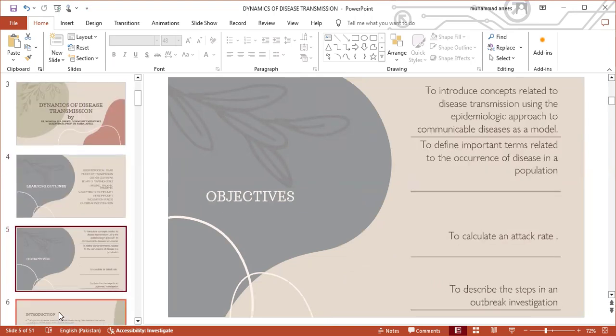By the end of this discussion, participants will be able to define the concepts that are related to disease transmission using epidemiological research approach to communicable disease as a model. They will be able to define important terms related to the occurrence of a disease in population, including attack rate, how to calculate an attack rate, how to describe the steps in an outbreak investigation, and solve MCQs.